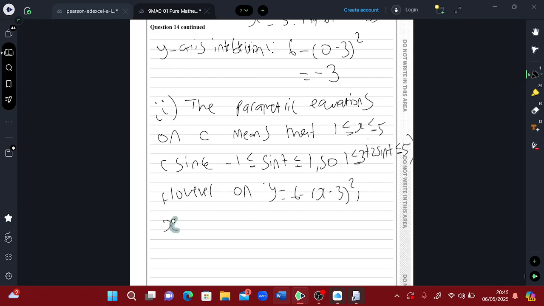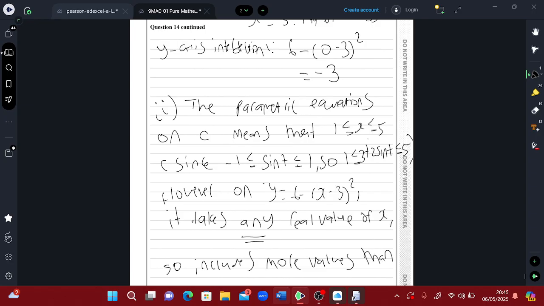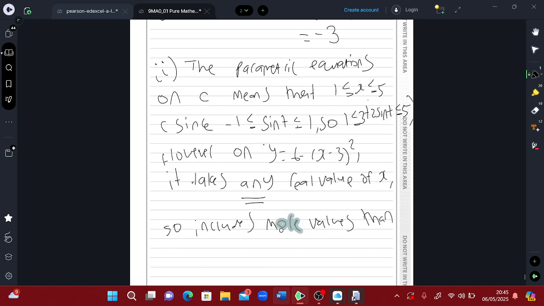x takes any real value, so it includes more values than that, so it includes values, sorry, outside the interval 1 less than x less than 5 on C. Okay, so C doesn't include all points.